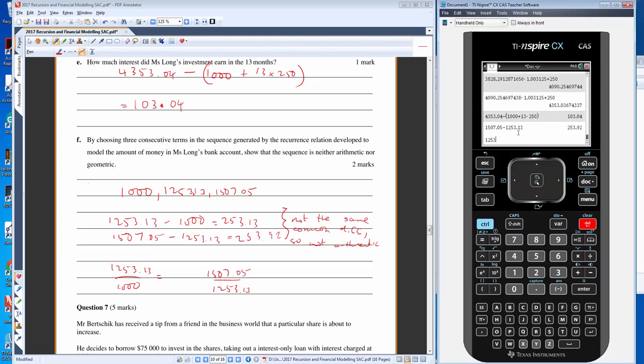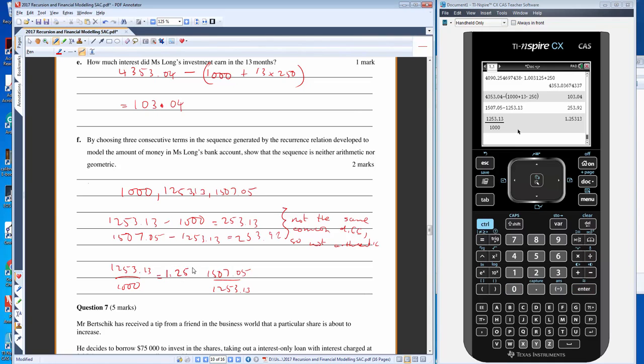1253.13 over 1000 is 1.253. And let's do the next one, 1507.05 divided by 1253.13 equals 1.202. And again, a statement: not the same ratio, therefore not geometric. Okay, so yeah, it was done quite well, so well done on that, girls.